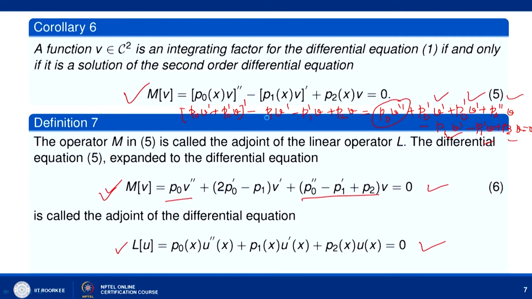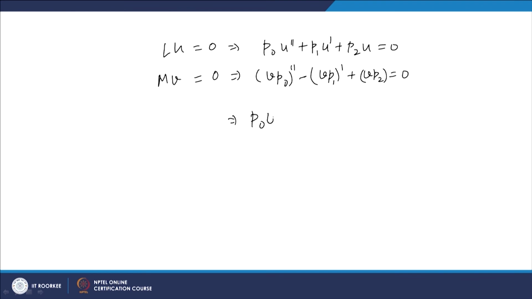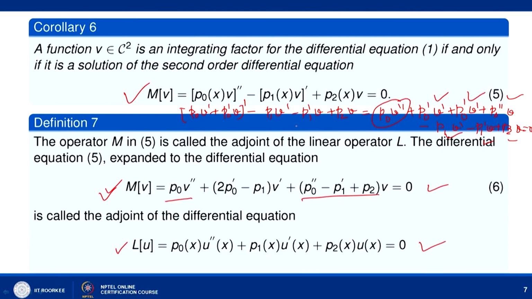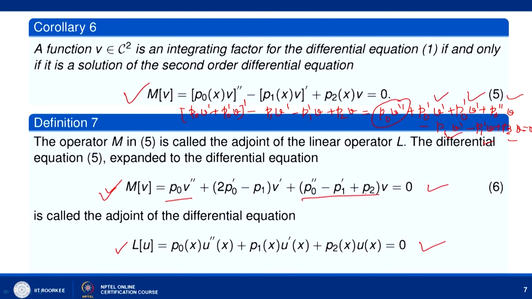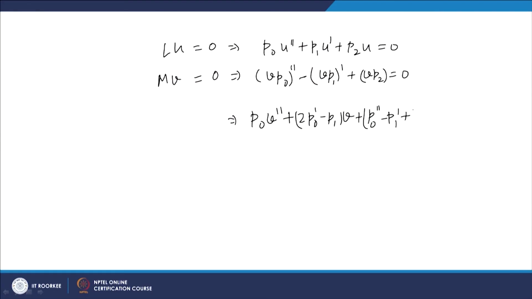This we have already calculated, that p naught v double dash plus (2 p naught dash minus p1) v dash plus (p naught double dash minus p1 dash plus p2) v equal to 0. So we say that Lu is equal to simply Mu, provided that the corresponding coefficients are the same.